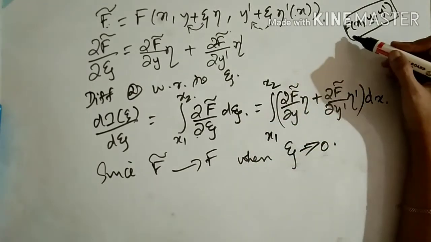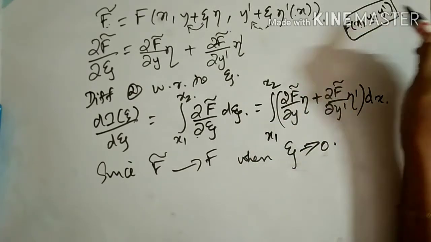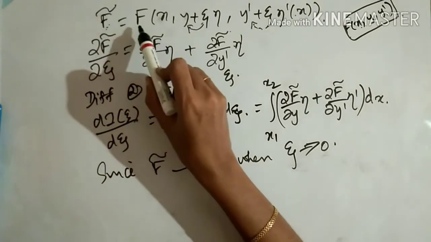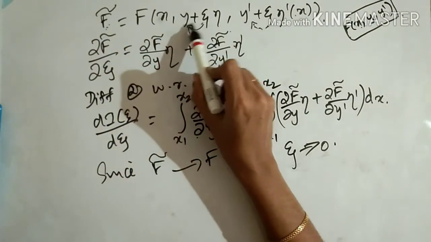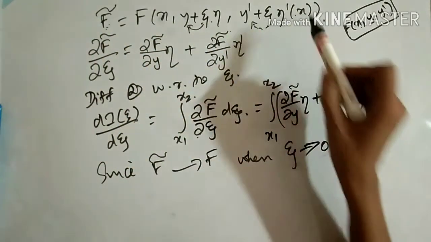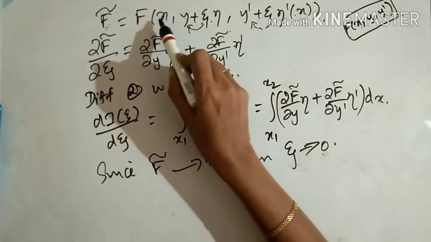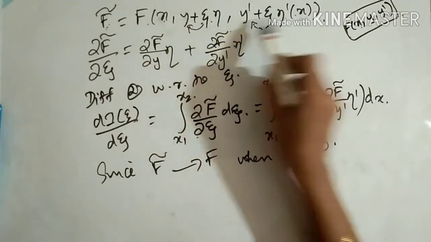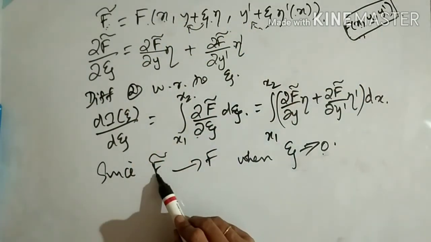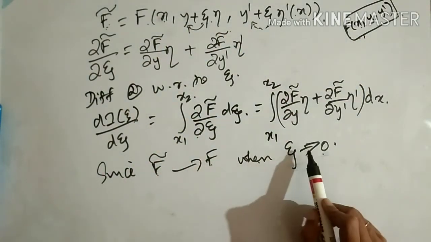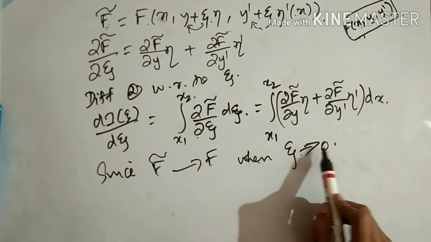You can see this is our actual function f of x, y, y', and this is f tilde, that's equal to replace y by y plus εη, and so on. If you substitute ε equal to 0, what does this become? f of x, y, y'. This is our actual function. So this f tilde becomes f only when ε tends to 0.